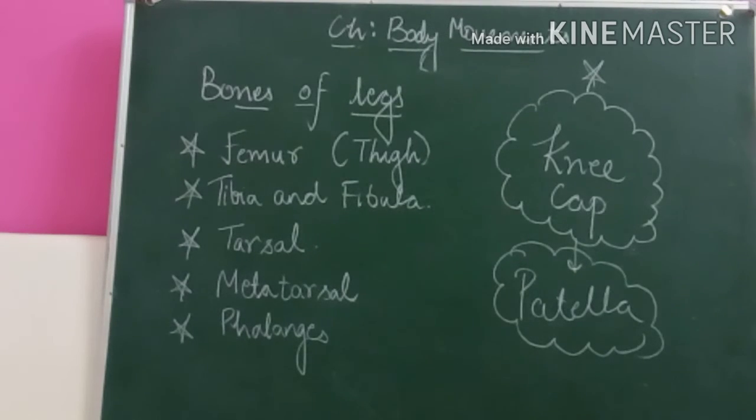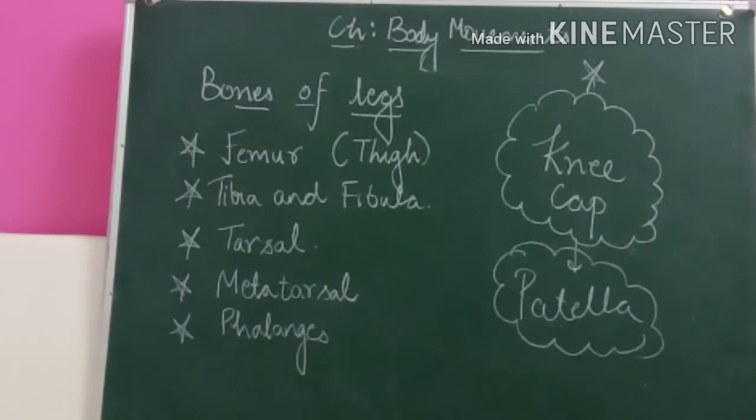Now my dear students, we will study about bones of legs. Number 1 is your femur, that is present in your thighs, and this femur is the longest bone of the body. So the longest bone of our body is your femur, and it is present in our thigh.